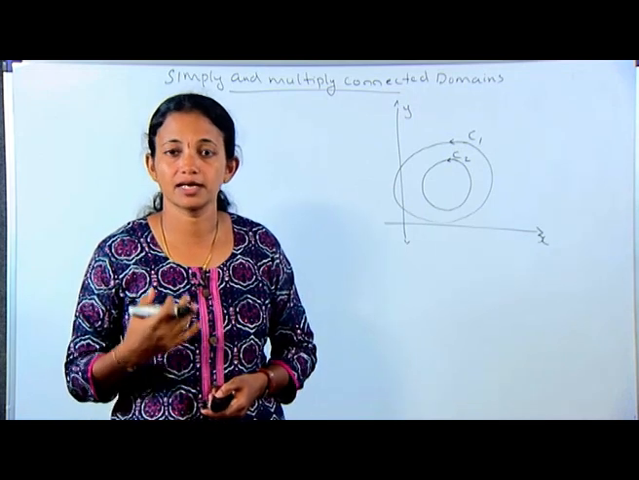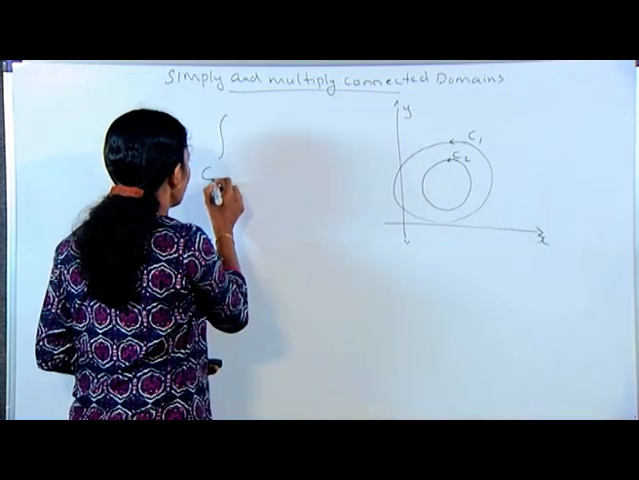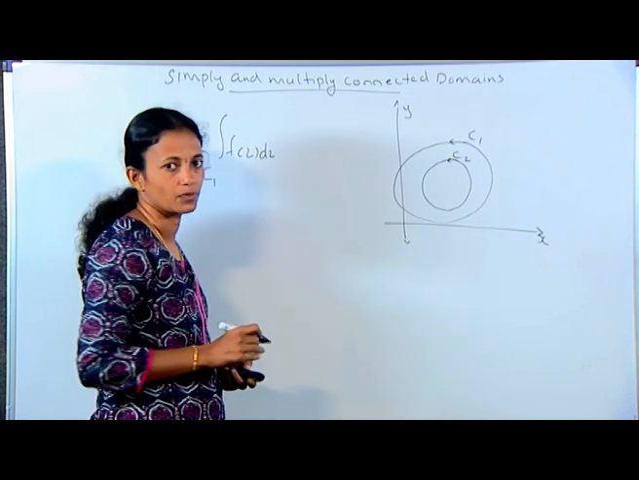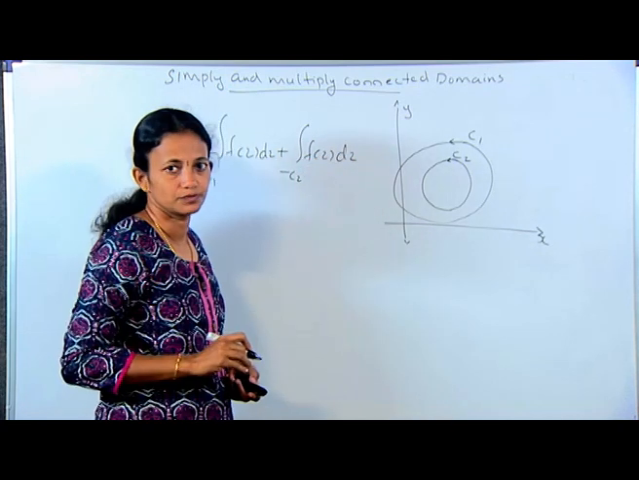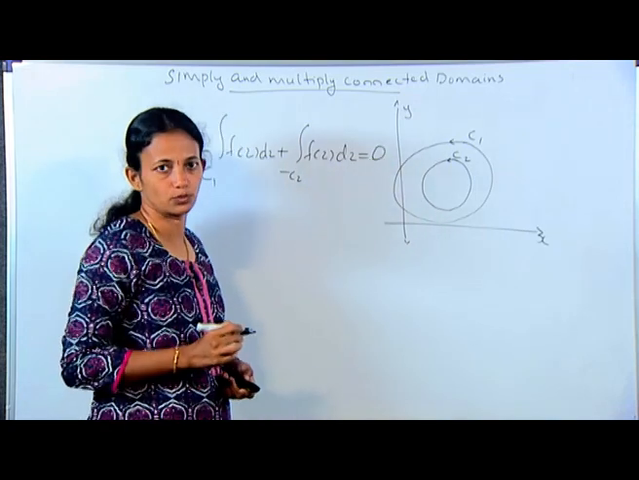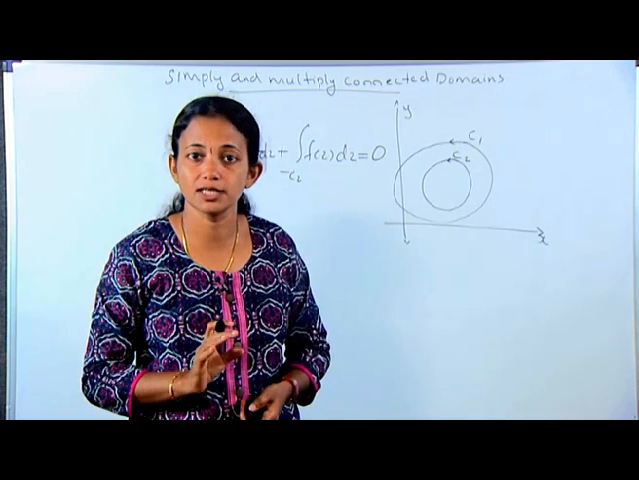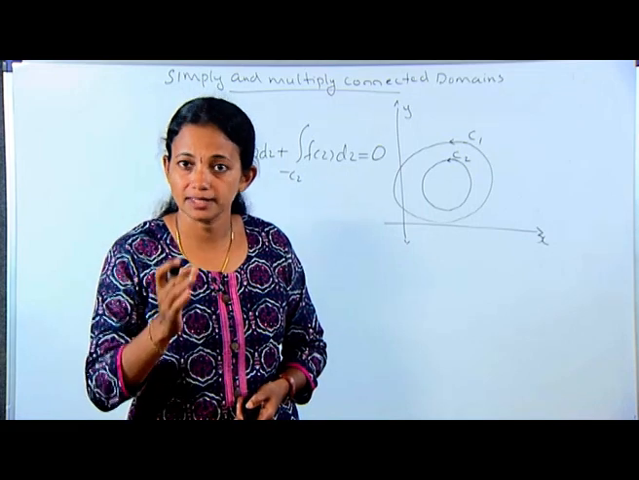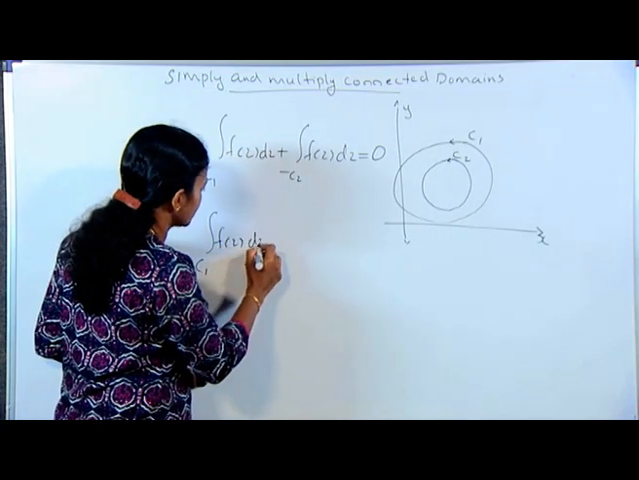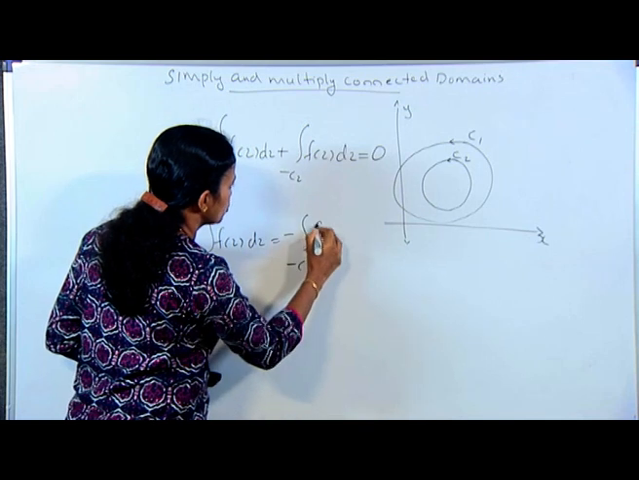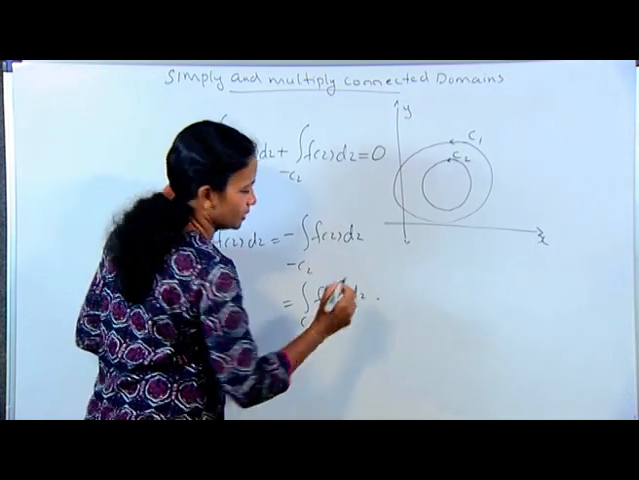Then, by our theorem 2 with n equal to 1, the integral over C1 of f(z) dz plus the integral over minus C2 of f(z) dz is equal to 0. Hence, the integral over C1 of f(z) dz is equal to minus the integral over minus C2 of f(z) dz, which is the same as the integral over C2 of f(z) dz.